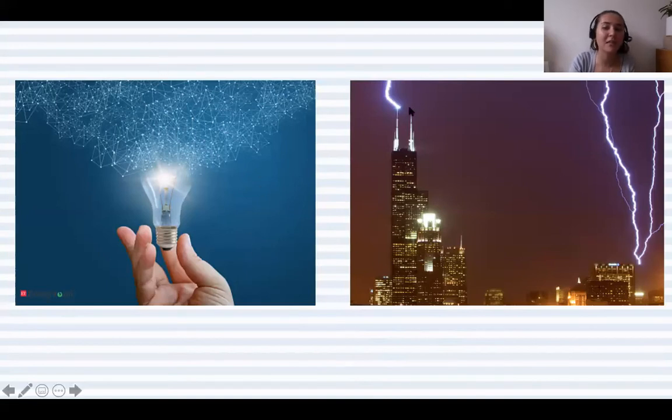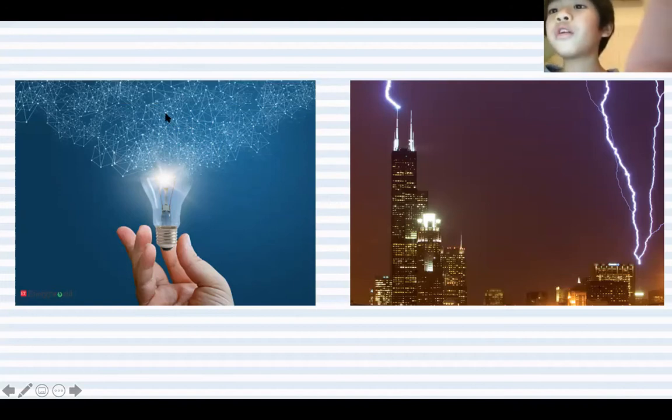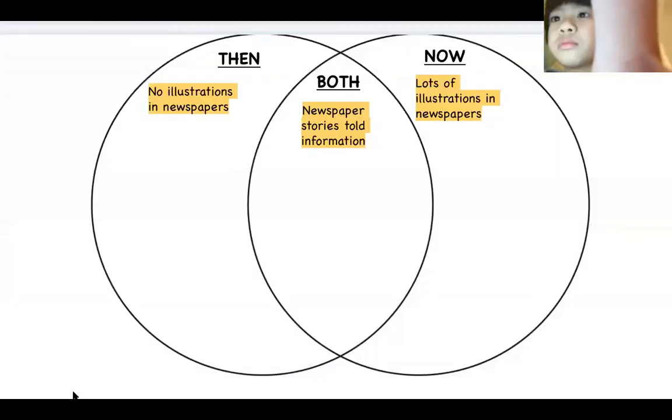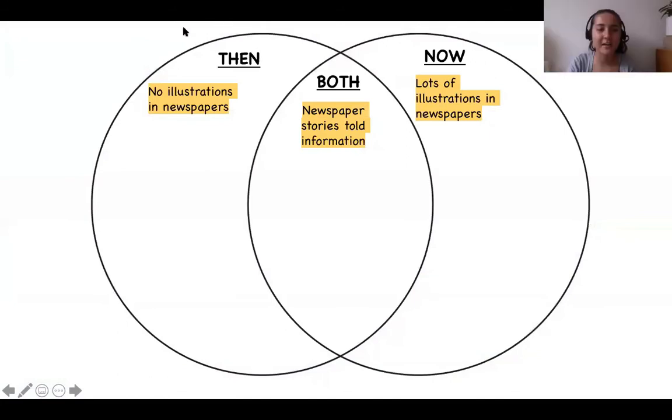Hands up if you think the lightning rod is an important invention. Noob, why is it important? Because it protects building from the lightning. Very good. It protects buildings from the lightning. Good job. Perfect work. Okay, so let's go back to our Venn diagram.